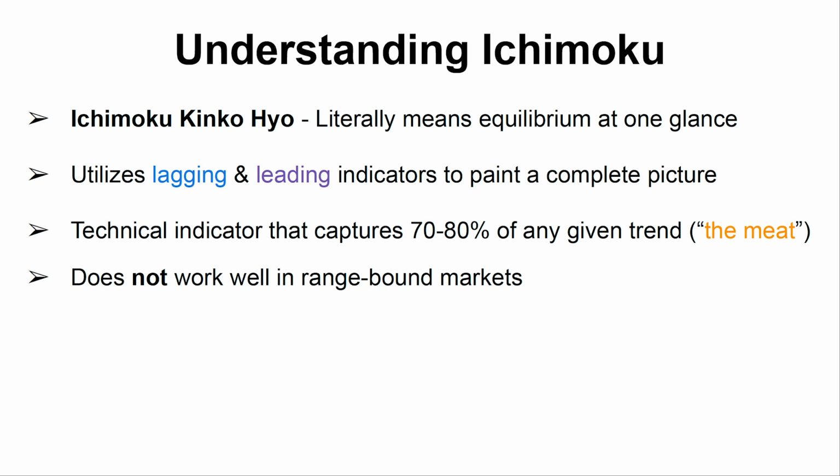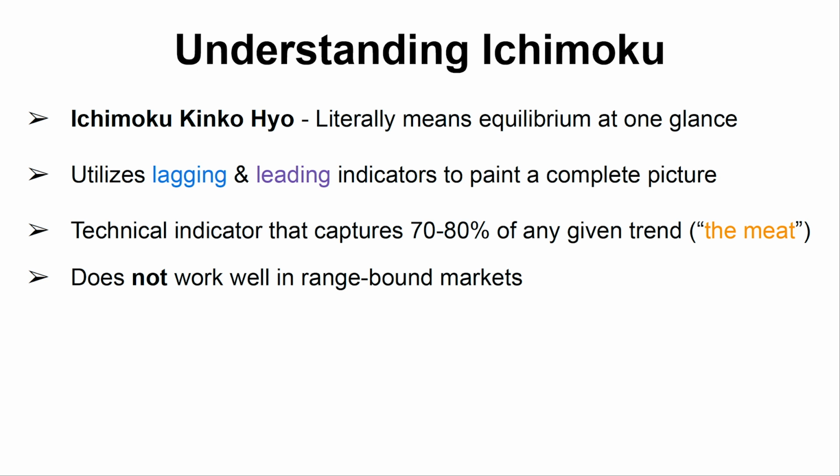I personally liken the moving averages in the Ichimoku system to moving averages on steroids, as you'll tend to notice just how well these lines get respected by price action. Ichimoku is a technical indicator that captures anywhere from 70 to 80% of any given trend. This is what I like to call the meat of the trend. As traders, we don't need to perfectly catch tops or bottoms. There is plenty of money to be made riding the majority of a trend.